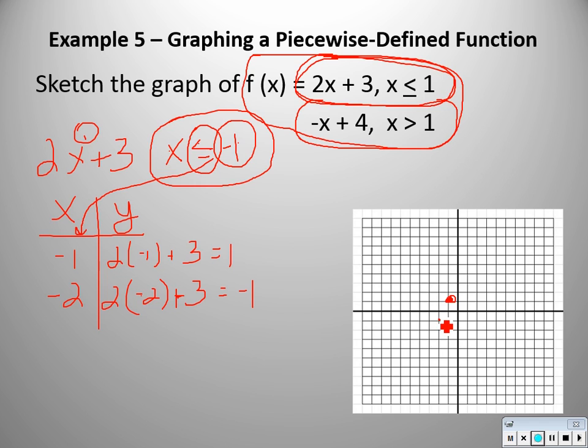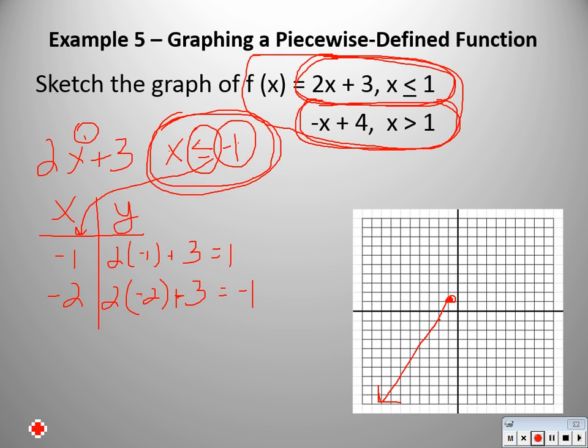And then, since it's a line, all I want to do is take the 2 points and connect them. Just notice that I'm not drawing this line through to the right side of that first point that I made, because this is just a line that I'm going to make for values of x that are less than or equal to negative 1. If x is greater than negative 1, that's this function that I'm going to graph here.